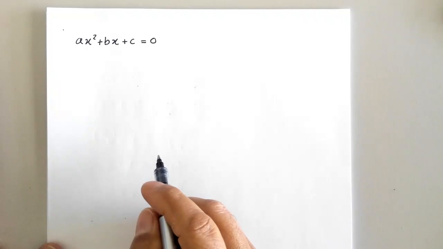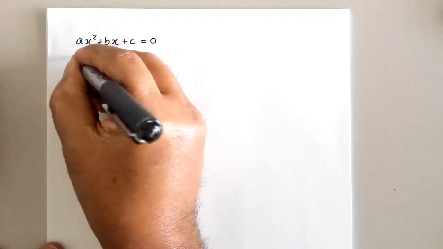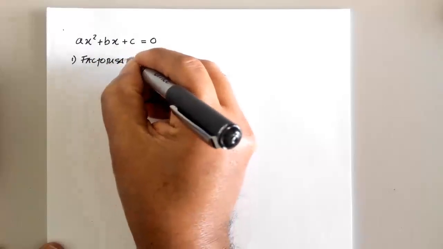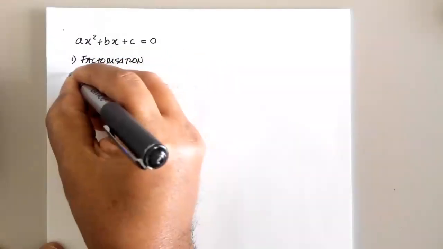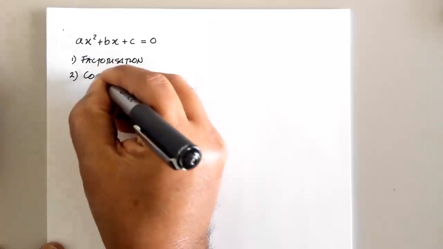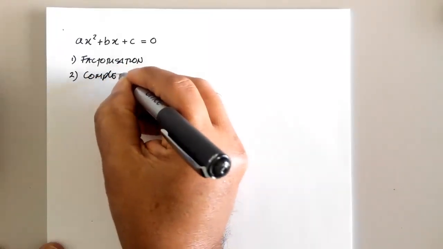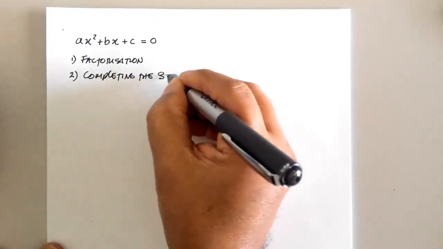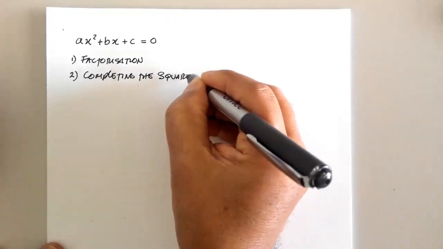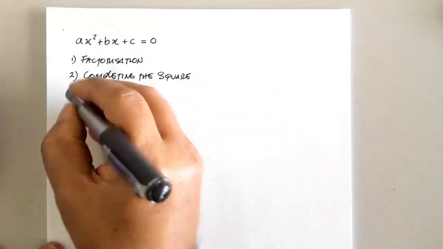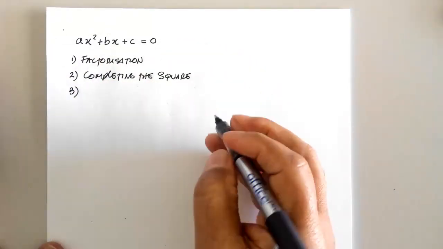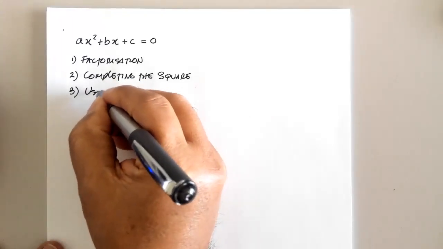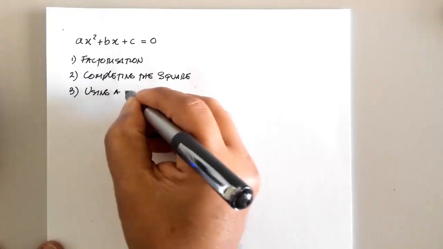Okay, and we already did factorization, and also we did completing the square, to find the solution. Okay, but now we're gonna see how we can use a formula.